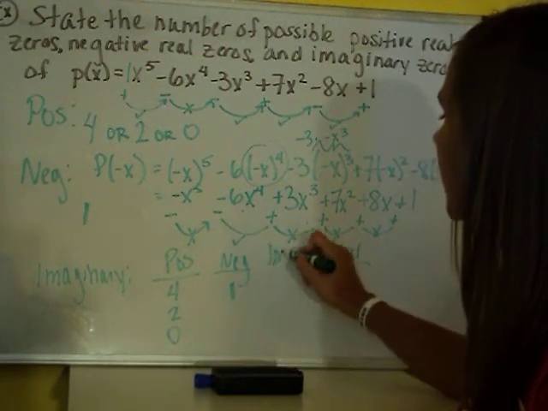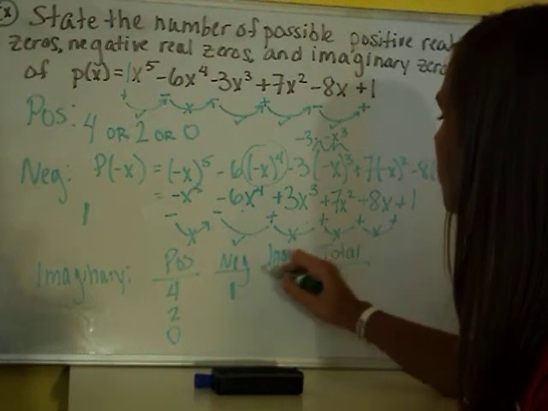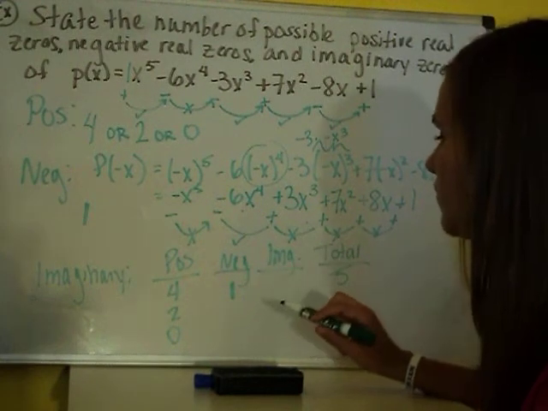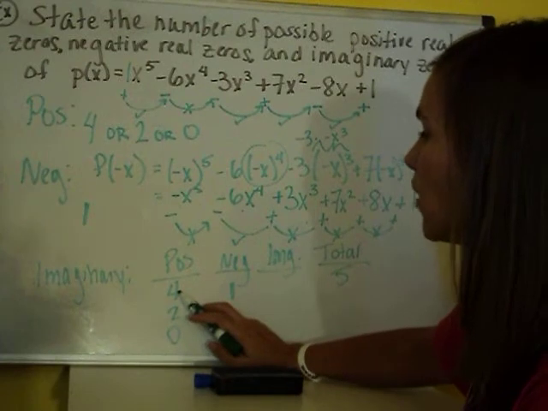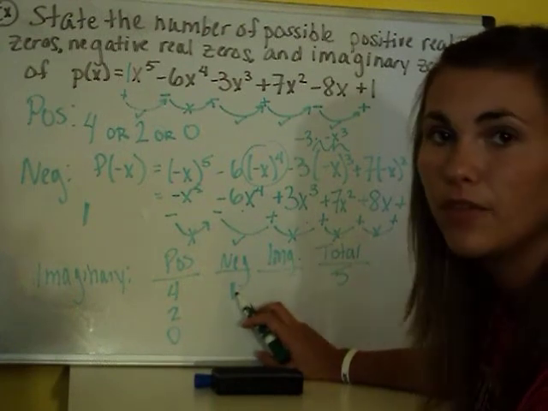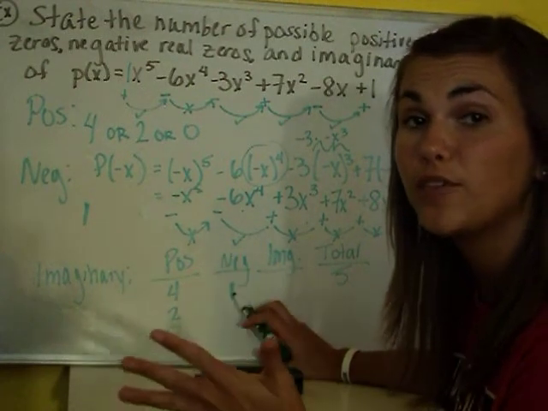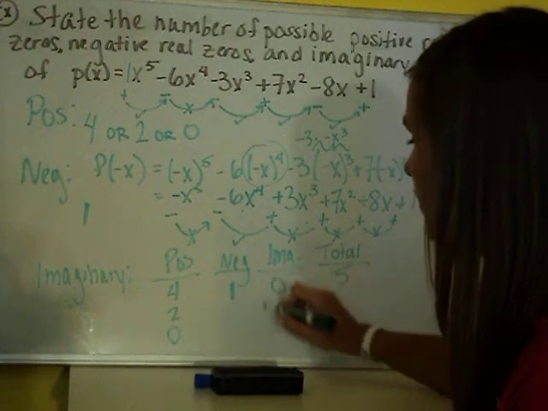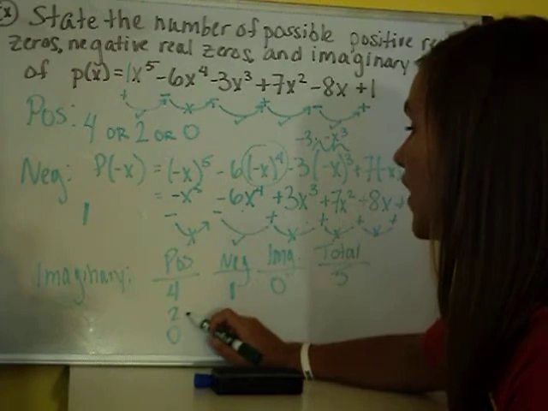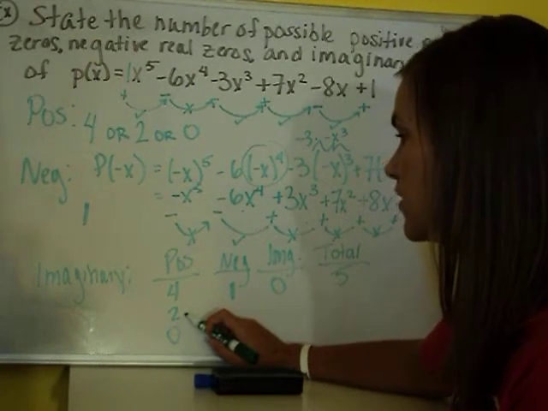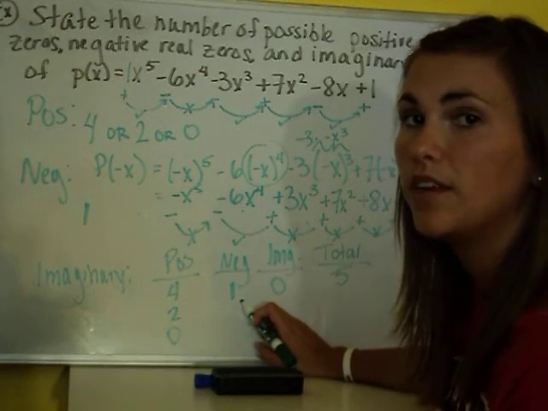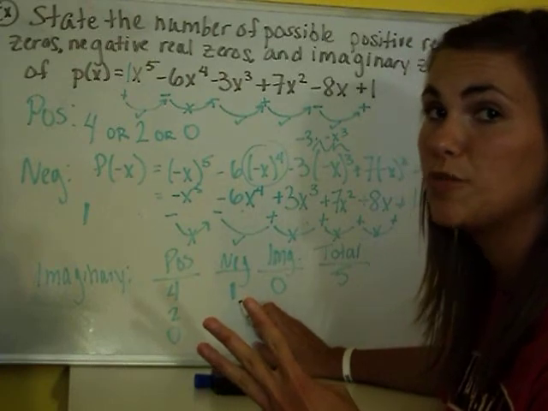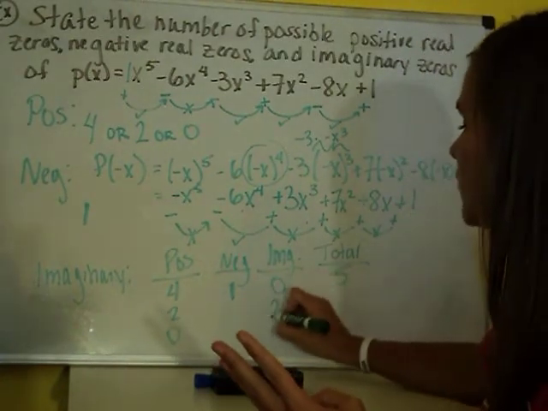So we need to figure out the possible number of imaginary. Okay? If I have 4 positive and 1 negative roots, that gives me 5 total roots already. Since 5 is my total, that would give me 0 imaginary roots. If I have 2 positive roots and 1 negative root, that's 3 total roots, which means I have 2 left over, so then I would have to have 2 imaginary.